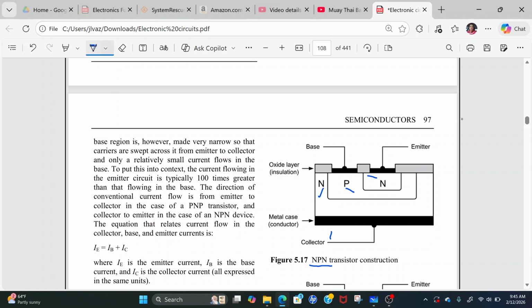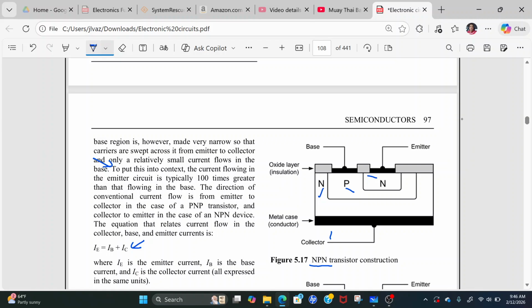One thing that I forgot to mention is this part right here, which relates to this formula. It says to put this into context, the current flowing in the emitter circuit is typically 100 times greater than that flowing in the base. The direction of the conventional current flow is from emitter to collector in the case of a PNP transistor and collector to the emitter in case of an NPN device. The equation that relates to current flow is that the current on the emitter is equal to the current of the base plus the current of the collector.